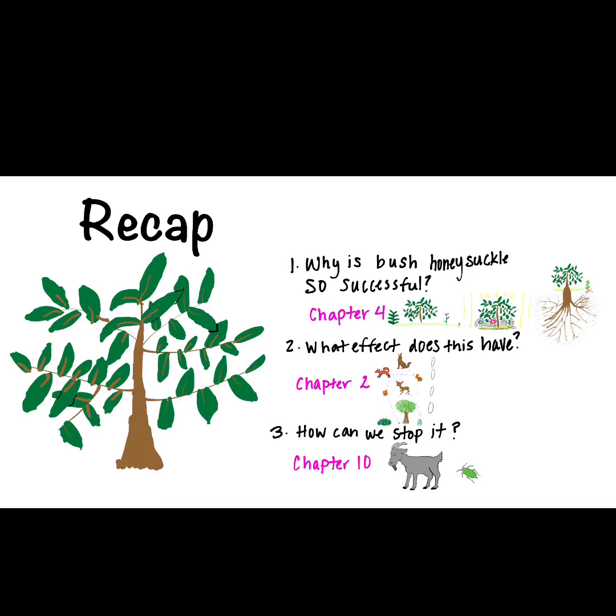To recap, according to Chapter 4, the bush honeysuckle is a successful invasive species because it outcompetes the native species. The bush honeysuckle has 4 advantages that we discussed: early sprouting time, fast growth of the understory, fine root network, and the production of chemicals to block growth in other plants.